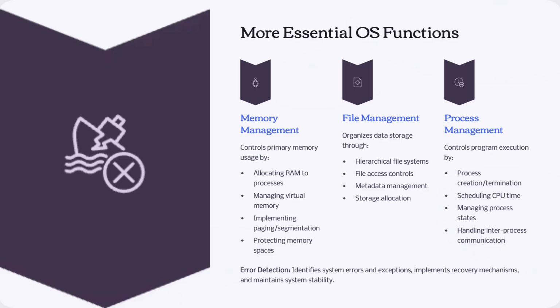More essential operating system functions. Additional key functions include memory management, file management, and process management. Memory management works through allocation, paging, and protection. File management uses hierarchies, permissions, and metadata. Process management works via scheduling and interprocess communication. The operating system also performs error detection to maintain system stability when things go wrong.